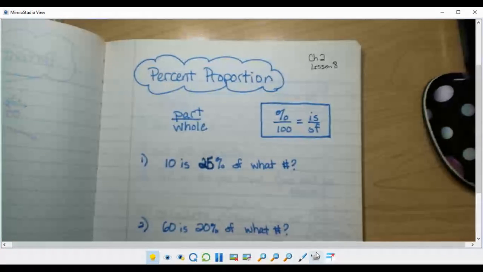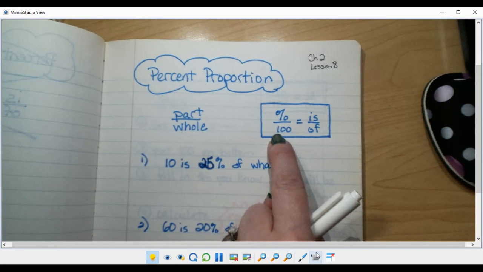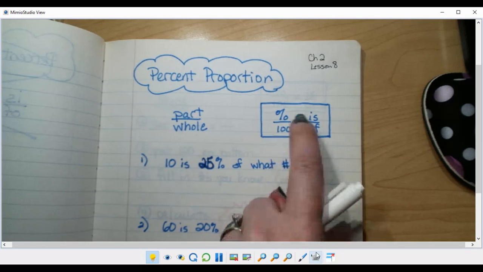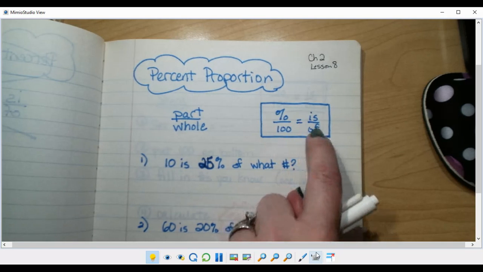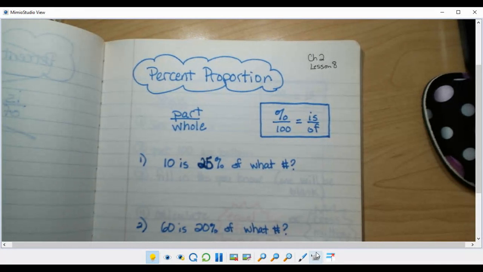All right, so let's jump right into some problems and I will show you how to set these up. 100 will always be 100 and it will always be on the bottom. The other 3 are what will change. Now, 2 of these will be filled in and 1 will be left blank. That's the one we're trying to find out.